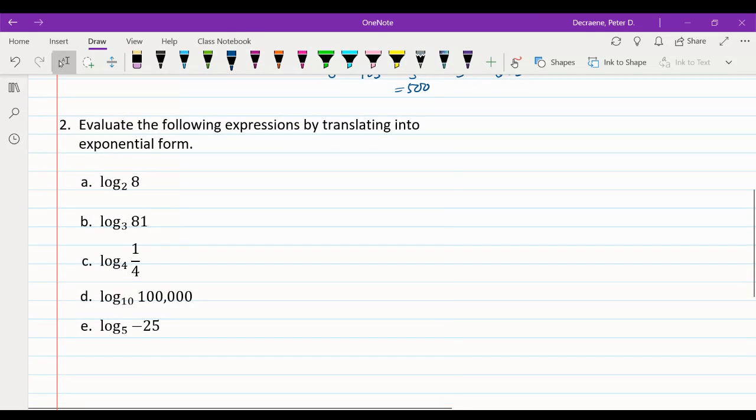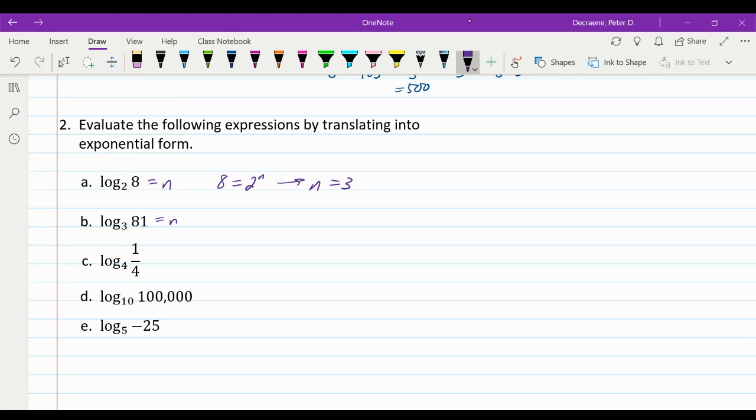Let's evaluate these log expressions by translating into exponential form. So for these problems, since I don't know what the log is, maybe you can guess based on what we've been doing, but if you don't know what the log is, you can say it equals n, and then translate it. Here's the base, that's the power, that's the exponent. So this is going to be 8 equals 2 to the n, and hopefully you know that that means n is 3.